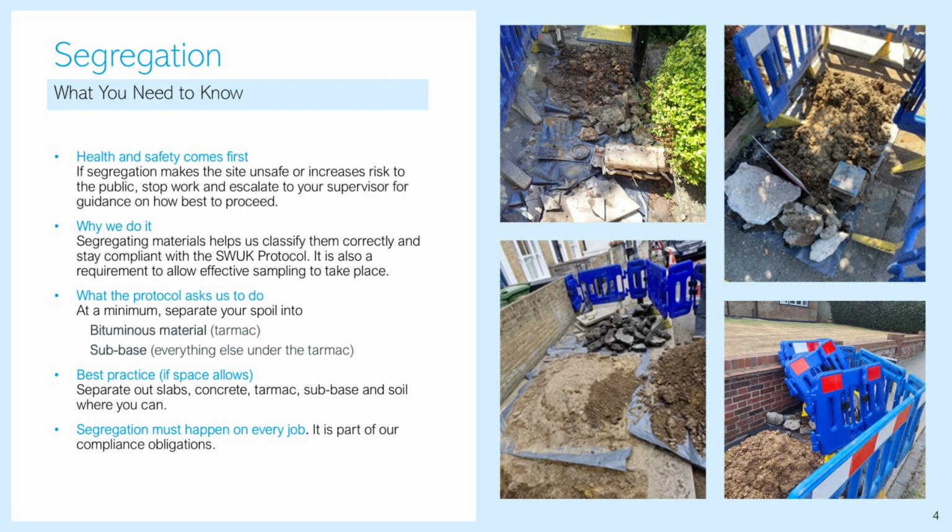Segregation. It's the most important step in getting the protocol right. Without good segregation, we can't do proper classification. Sampling can also be aborted if correct segregation hasn't happened. Under the protocol, you only need to separate the bituminous layer from the subbase. That's it. Later in this pack, we'll explain exactly what those terms mean. For now, if there is no bituminous layer, everything else is treated as subbase under the protocol.